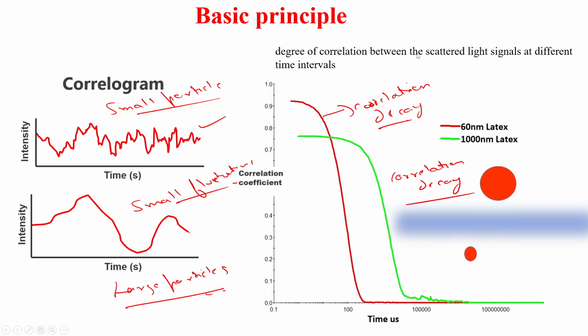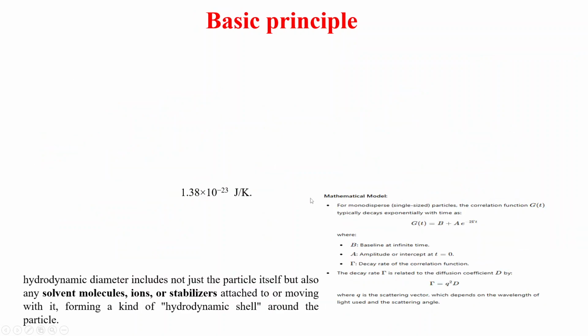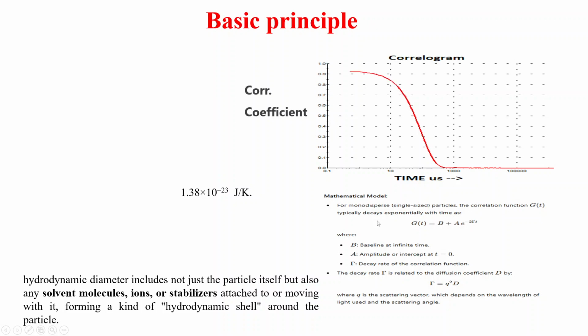That is, the degree of correlation between the scattered light signals at different time intervals will be lower in the case of the small particle, so the correlation will decrease at a faster rate. In the case of the small particles it will decrease fast, and it will decrease slowly in the case of the large particles, as is seen from this graph. From this correlogram we will be able to determine the decay rate.